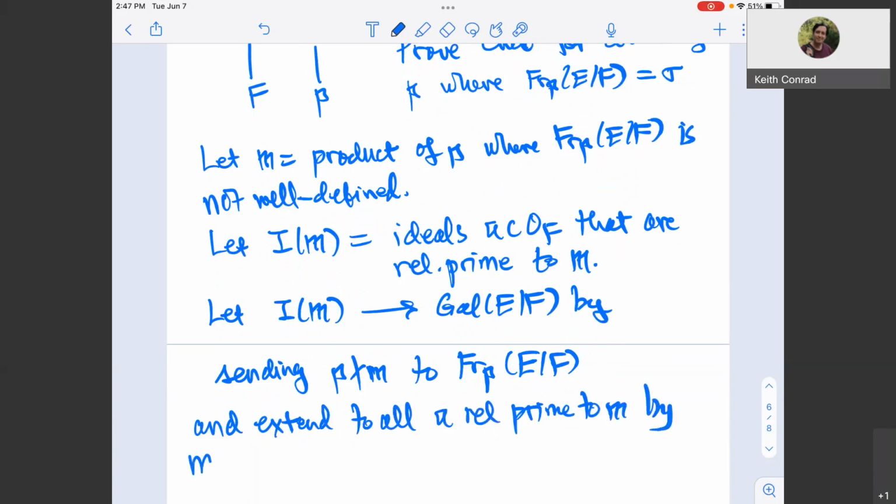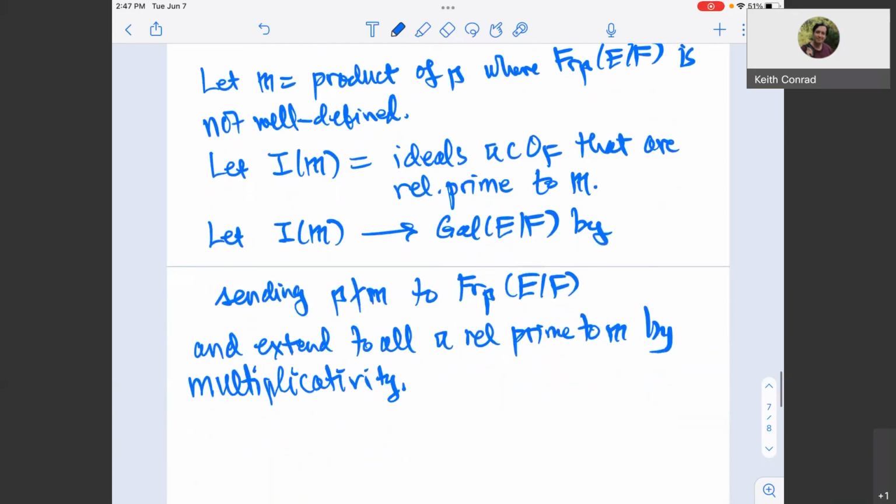by multiplicativity. If you've ever heard of the Jacobi symbol, this is exactly like the passage from the Legendre symbol to the Jacobi symbol. You spend a lot of time defining the Legendre symbol and its properties, and then you just define the Jacobi symbol to multiply the Legendre values based on the factors of the term. So it's kind of like that.